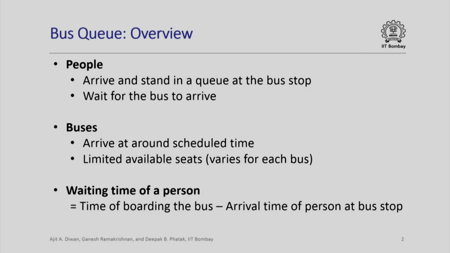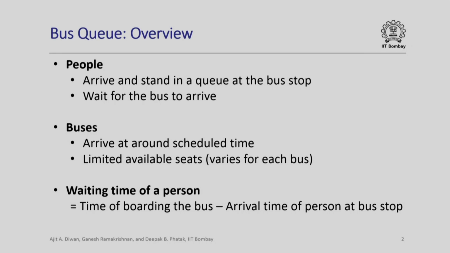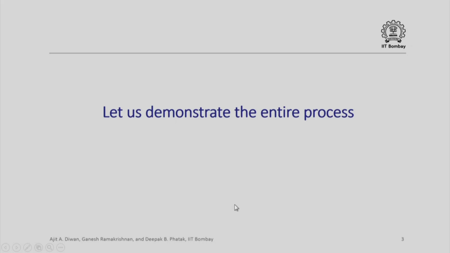The most important thing about bus queues, in which both the bus company and the passengers are interested, is how long a passenger has to wait in a queue to get a bus. So we define the waiting time of a person as time of boarding the bus minus arrival time of person at the bus stop. Of course, if we do these calculations over a long period, accounting for a large number of people arriving and boarding etc., we will be able to find out the average waiting time in the bus queue. So let us demonstrate this entire process of people standing in a bus queue.